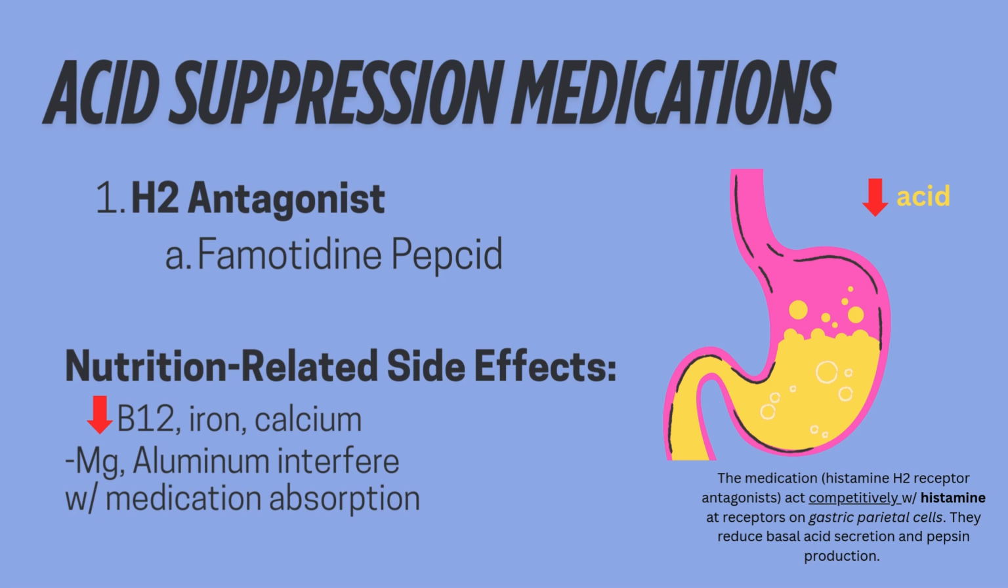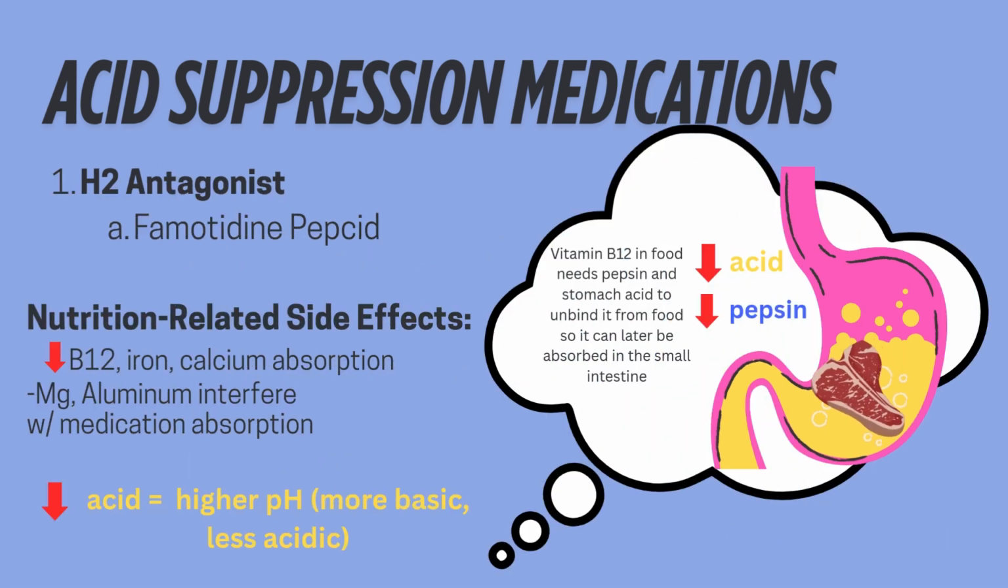So let's think about why B12 absorption would be decreased with this medication. Well, we know vitamin B12 in food comes down into the stomach, and to get it out of the food, we need pepsin and stomach acid to unbind it from the food so it can later be absorbed in the small intestine. Well, what did we learn from what this medication does? It reduces the acid in the stomach and the pepsin. So it only makes sense that we wouldn't have as much B12.